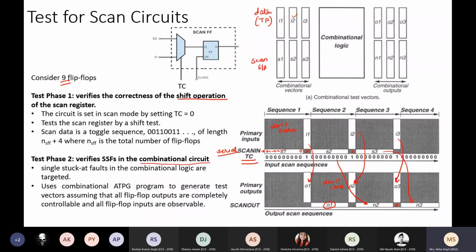But definitely the number of input lines is reduced, the complexity is reduced, nothing more is added except for the two control lines and scan data input. Is the working clear?